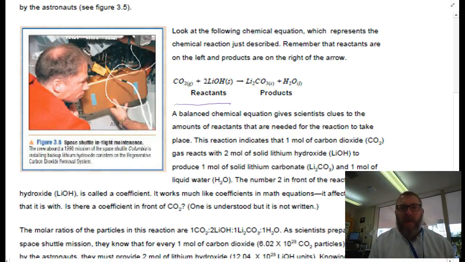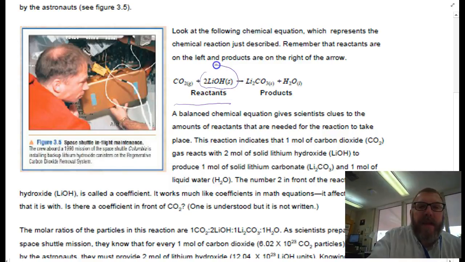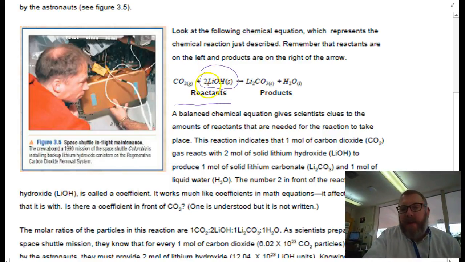Now let me go over this coefficient thing again. So if I go back up to the lithium hydroxide right here, 2 lithium hydroxides. That 2 means that there are 2 lithiums, and it's like a multiplier, 2 oxygens and 2 hydrogens. So the coefficient is a multiplier that is out in front of the chemical compound. Again, 2 lithiums, 2 oxygens, and 2 hydrogens. And there is a coefficient in front of the carbon dioxide. It's a 1, but we don't generally write it. There's a 1 out here, and there's a 1 right there.